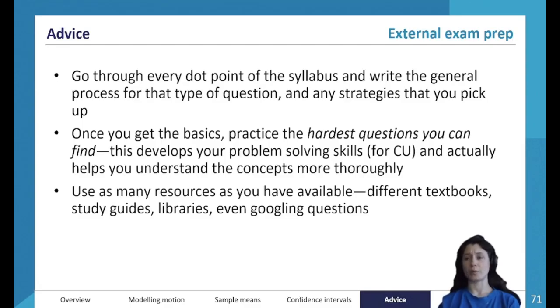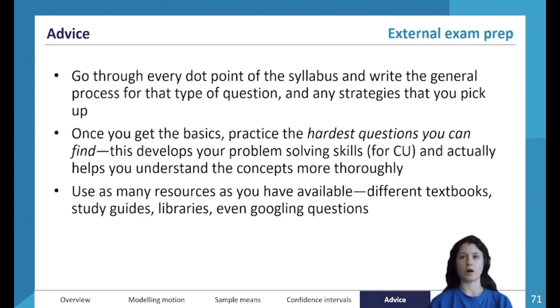and probably one of the more important things that you're after is not just to go over the actual content, because you went to class for that and everything, it's actually just for a little bit of advice. So specifically for external exam prep, go through each dot point of the syllabus, write the general process for that question, and this is especially important for specialists because there's such a wide breadth of content. It can be kind of difficult to always know what you need to do. Alright? So go through each dot point and write the general process for each type of question.